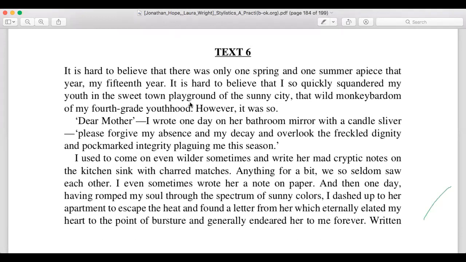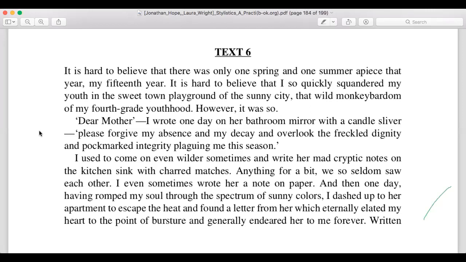It is hard to believe that there was only one spring and one summer apiece that year, my 15th year. It is hard to believe that I so quickly squandered my youth in the sweet town playground of the sunny city, that wild monkey garden of my fourth grade youthhood. However, it was so. Dear mother, I wrote one day on her bathroom mirror with a candle silver, please forgive my absence and my decay, and overlook the freckled dignity and pockmarked integrity plaguing me this season.